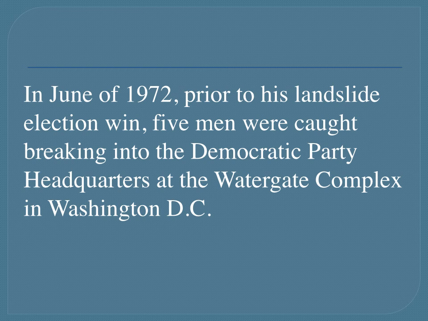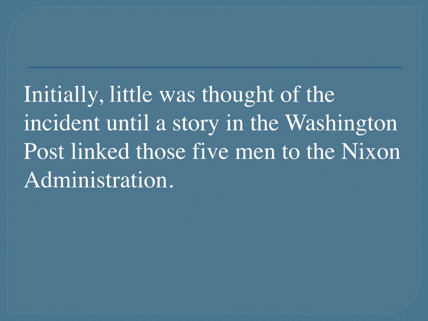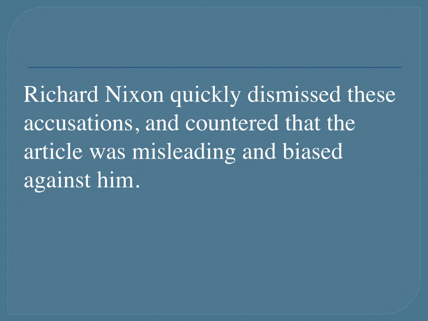In June of 1972, prior to his landslide election win, 5 men were caught breaking into the Democratic Party headquarters at the Watergate Complex in Washington, D.C. Initially, little was thought of the incident until a story in the Washington Post linked those 5 men to the Nixon administration. Richard Nixon quickly dismissed these accusations and countered that the article was misleading and biased against him.